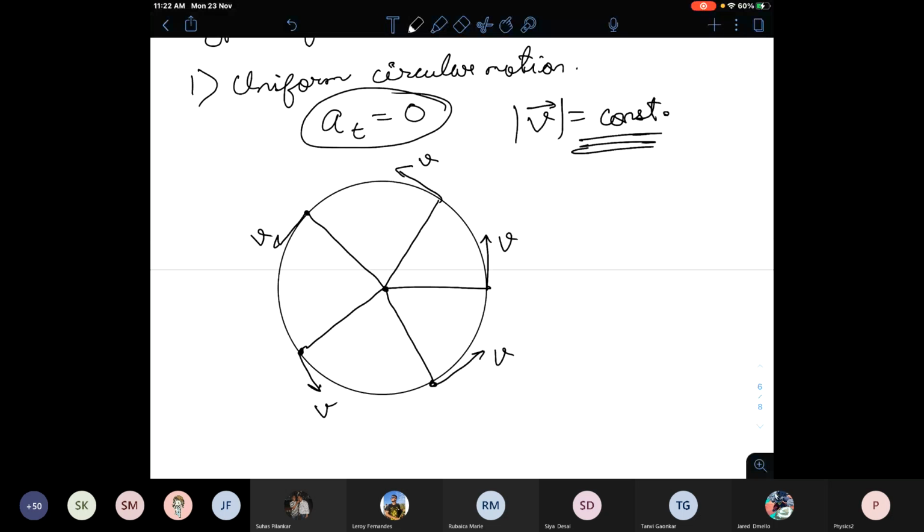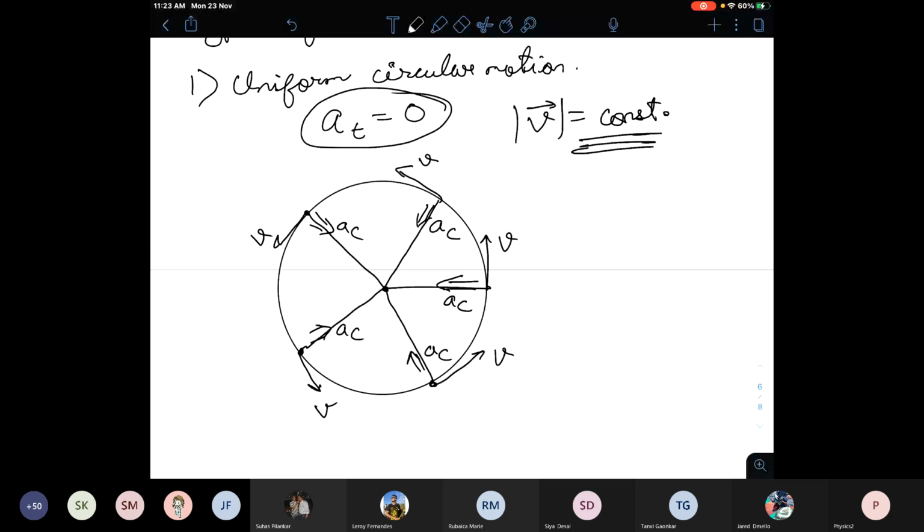But still there is centripetal acceleration in uniform circular motion also. There will be a centripetal acceleration like this, like this, like this. Why? Because the direction is still changing.